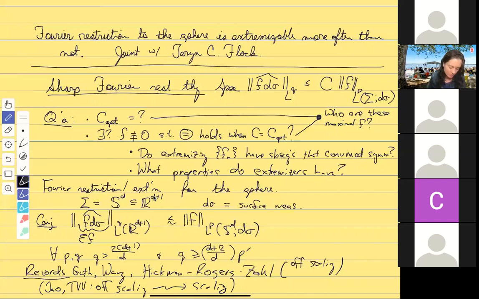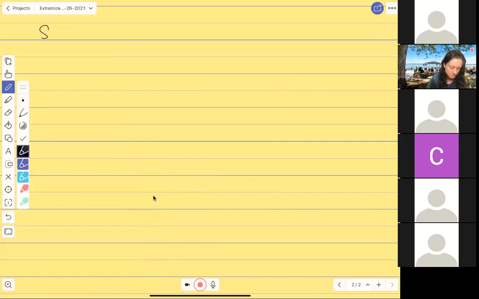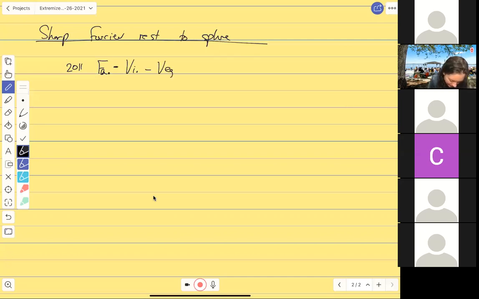So now let's turn to the questions of sharp Fourier restriction estimates on this surface. Two results that are particularly relevant to our discussion today: in 2011, Fanelli, Vega, and Visciglia. There are a lot of Fs as authors in this business, and so I'm going to apologize. And I always put those in the wrong order, sorry.